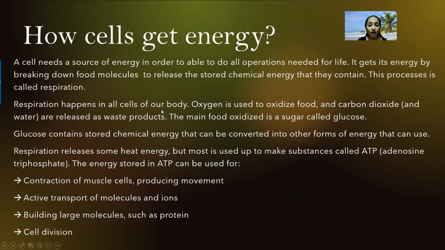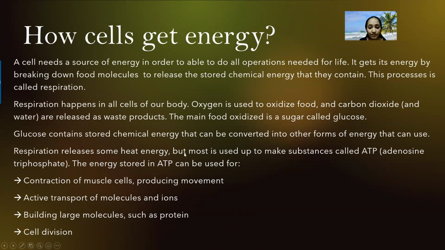Respiration happens in all cells of our body. Oxygen is used to oxidize food, and carbon dioxide and water are released as waste products. The main food oxidized is sugar called glucose. Glucose contains stored chemical energy that can be converted into other forms of energy that can be used by cells.